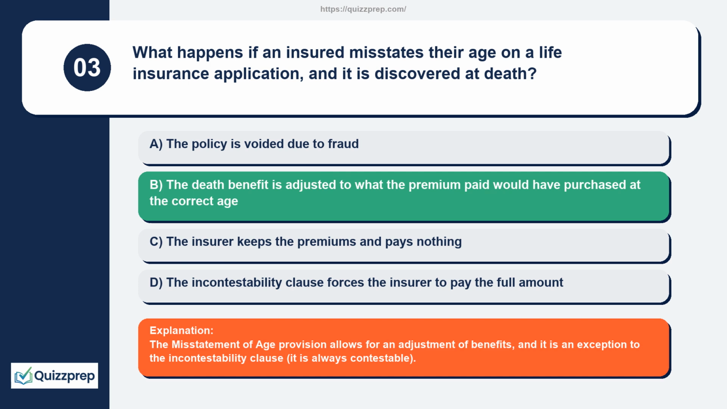The misstatement of age provision allows for an adjustment of benefits, and it is an exception to the incontestability clause. It is always contestable.